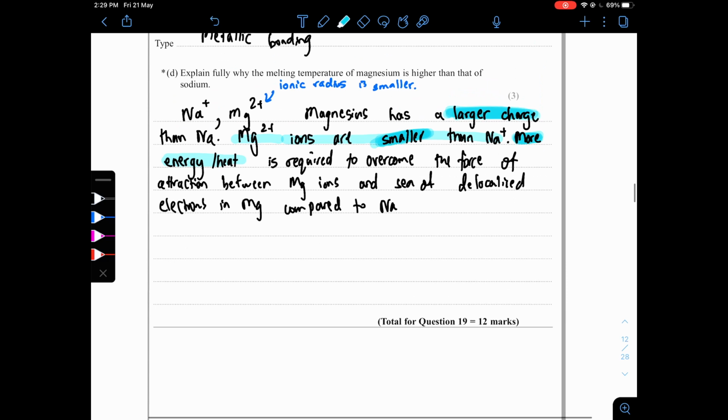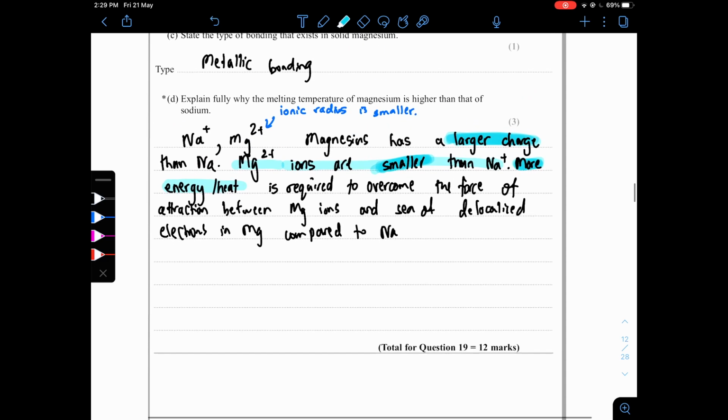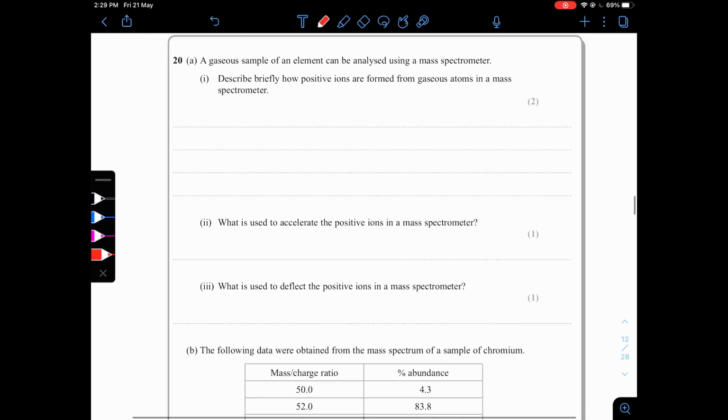Okay, so that's fine. They mention bold, by the way. They also tell us what to reject. So if I do it in red, they reject if you just write strong bonds in Mg, you'll get no mark. So strong bonds in Mg will not give you any marks here. We have to be very specific in what we talk about.